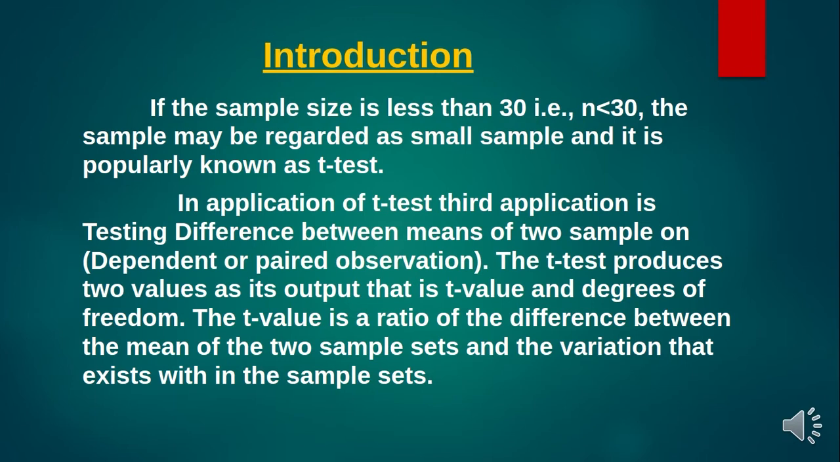The t-test produces two values as its output, that is the t-value and degrees of freedom. The t-value is a ratio of the difference between the mean of the two sample sets and the variation that exists within the sample sets.